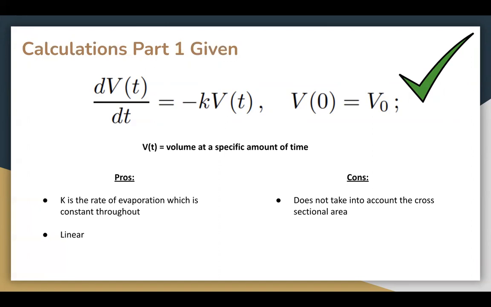It is linear in a downward slope, meaning that it is easy to find the rate of evaporation. The only con is that it does not take into account the cross-sectional area. Based on this equation, it is considered the best equation out of the three given equations, based on the idea that the slope is linear for the rate of evaporation and it can be determined.